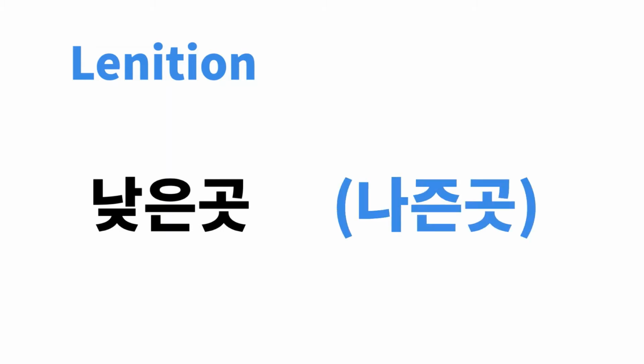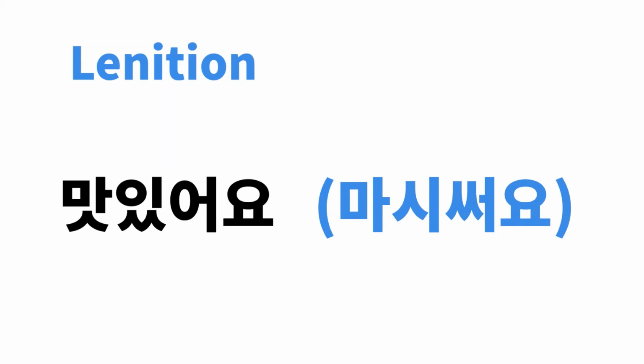Now let's combine the rules we have learned so far. Can you guess how this word is pronounced? This is pronounced as 나중곳. Since we did the lenition, the jiet, even though it is a Batchim here, we pronounce it as jiet because it replaced the sound of iang, which is an initial on the second block.